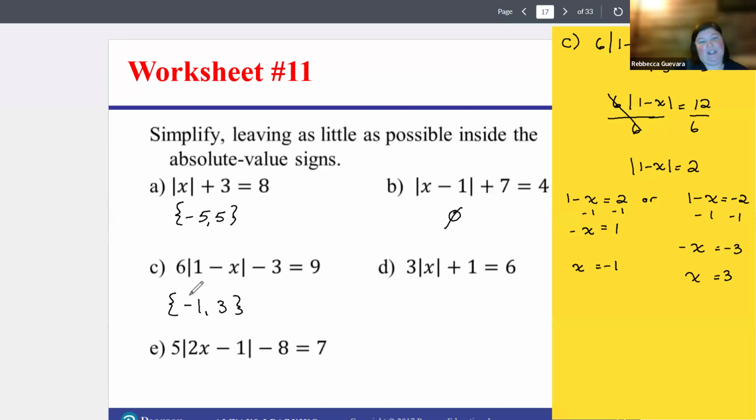You can always go back and check. If this was negative 1, so 1 minus negative 1 is 2, 6 times 2 is 12, minus 3 is 9. If we have the 3, so 1 minus 3 is negative 2. Absolute value makes it positive 2. 2 times 6 is 12, minus 3 is 9. But you can always go back and check it.